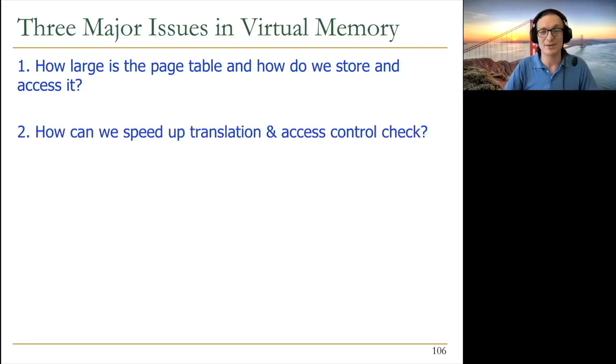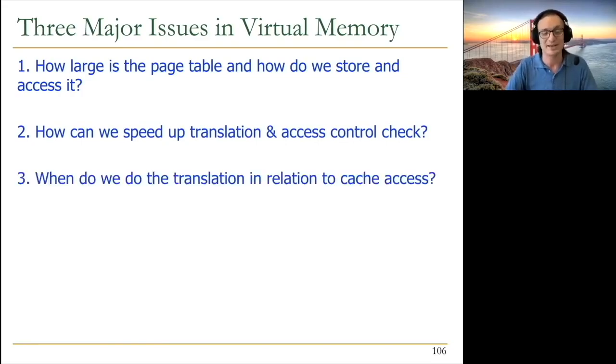The second question is, how can we speed up translation and access control check? Again, we've discussed this, TLBs, but these are very important. That's why I raise up these questions. And then there's a third question, which was brought up by one of you in the last lecture, I think. When do we do the translation in relation to the cache access? And that's going to be important. I'm going to give you a teaser of that, but we're not going to go into the details. There's some backup slides and some lecture references you can take a look at.